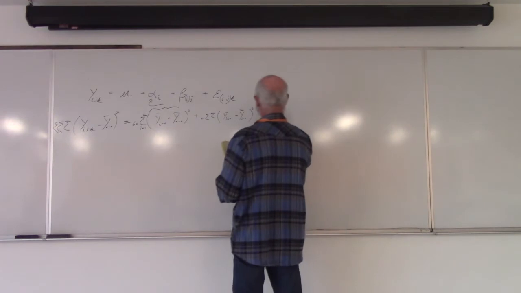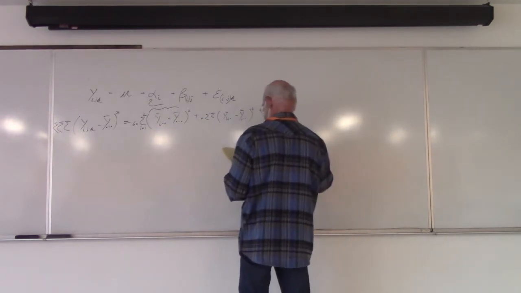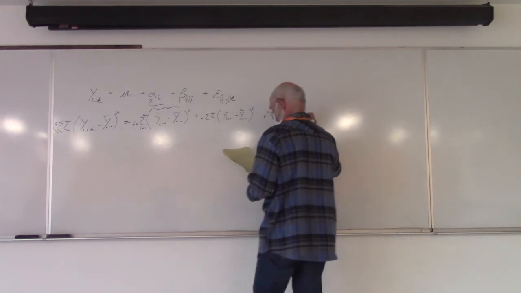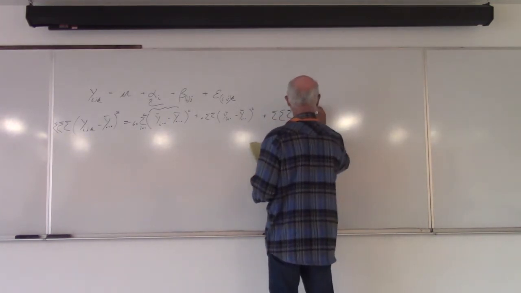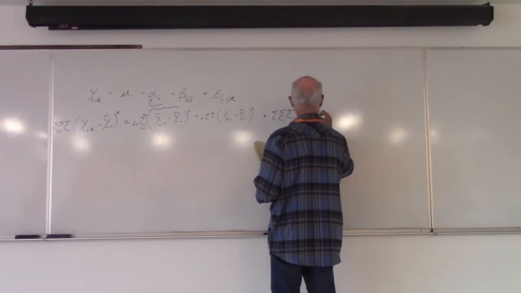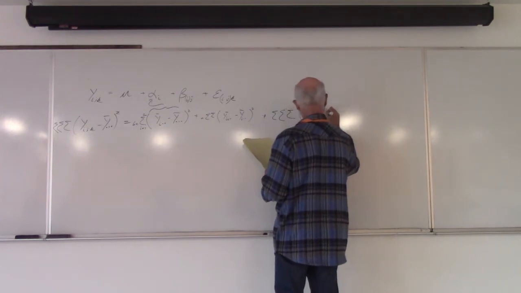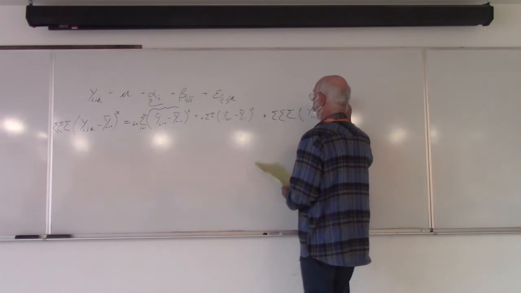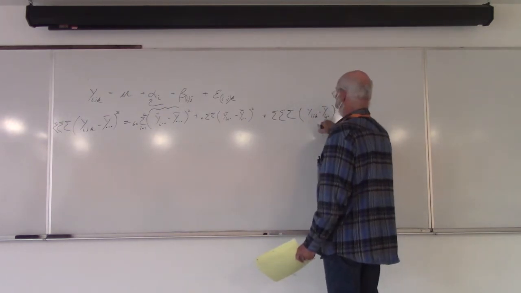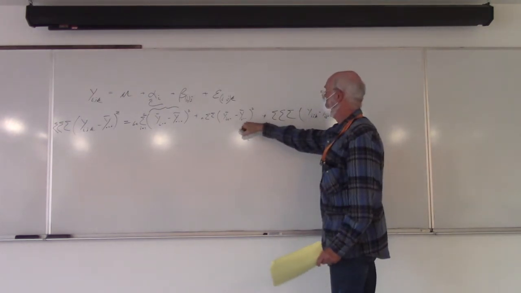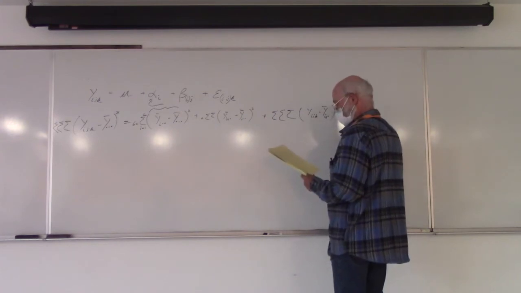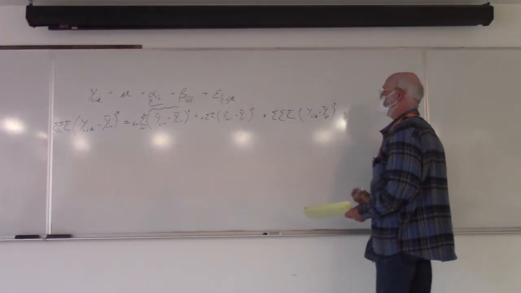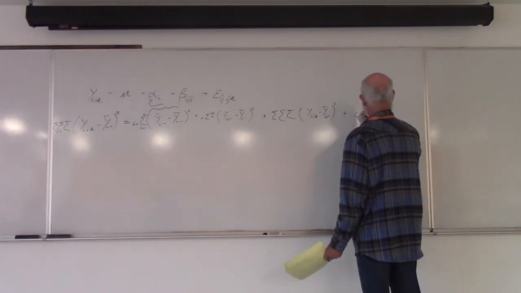Plus, now I need to do my epsilon. So that's going to be the triple sum. I'm going to do yijk minus yij dot bar. Notice how this is different from that, and I'm going to square that. Plus all of the cross products.